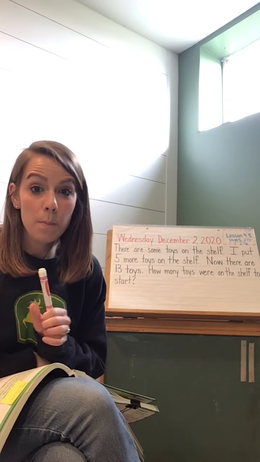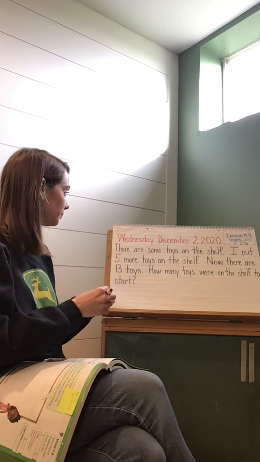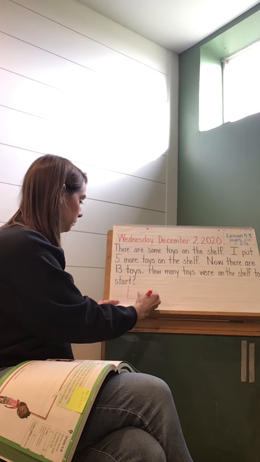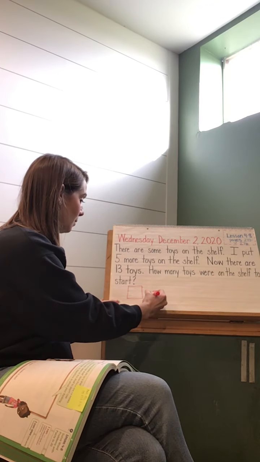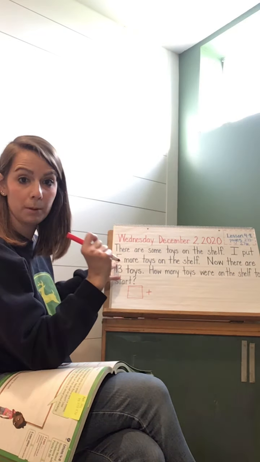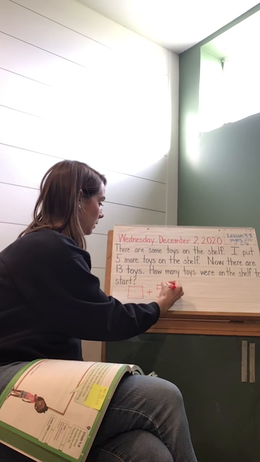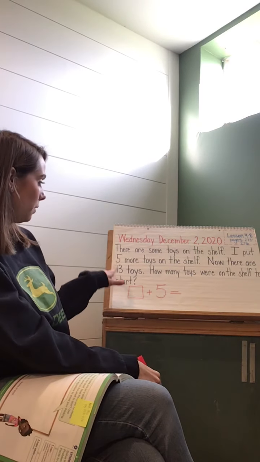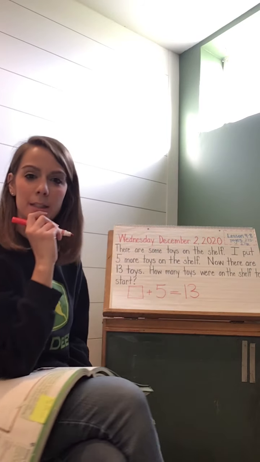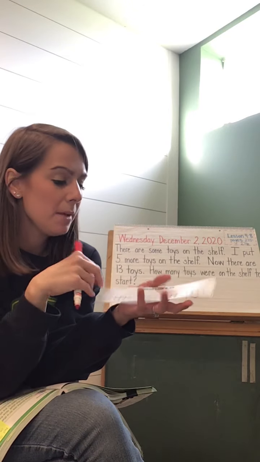How many toys were on the shelf to start with? Now, I know part of my information. I don't know the whole thing. So I need to think, well, it starts with some. So let's just draw our empty box. So what plus 5 more? I know that 5 is in my problem because it tells me right here. So what plus 5 would equal 13? So let's think. I start at a number and I go up 5. How many to get to 13?